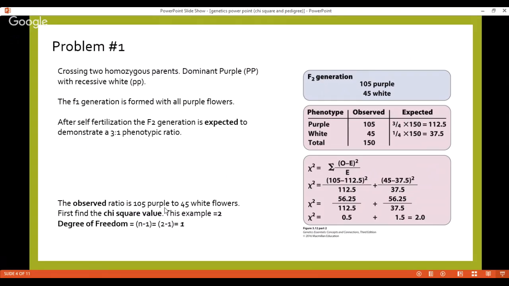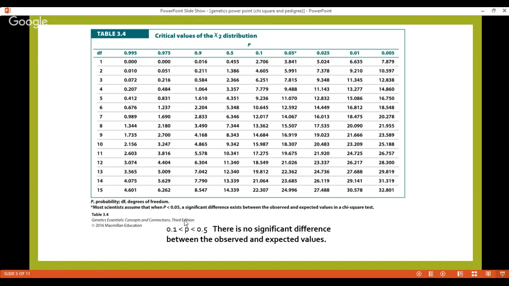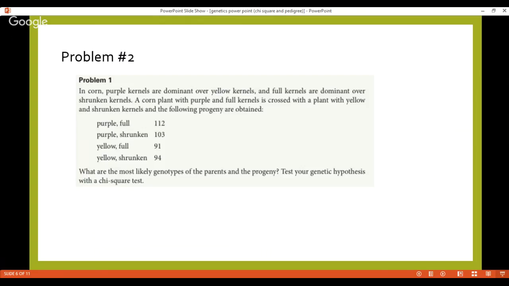The degree of freedom is n minus 1. N being purple and white, so 2 minus 1, so the degree of freedom is 1. We can see here, degree of freedom is 1. The value is 2, which is going to be between 0.5 and 0.1. So there's no significant difference between the observed and expected values.